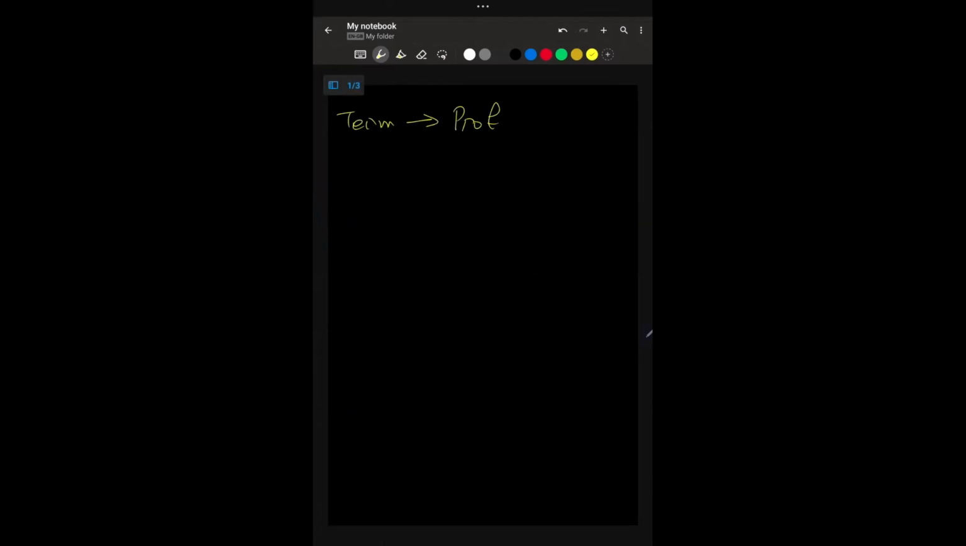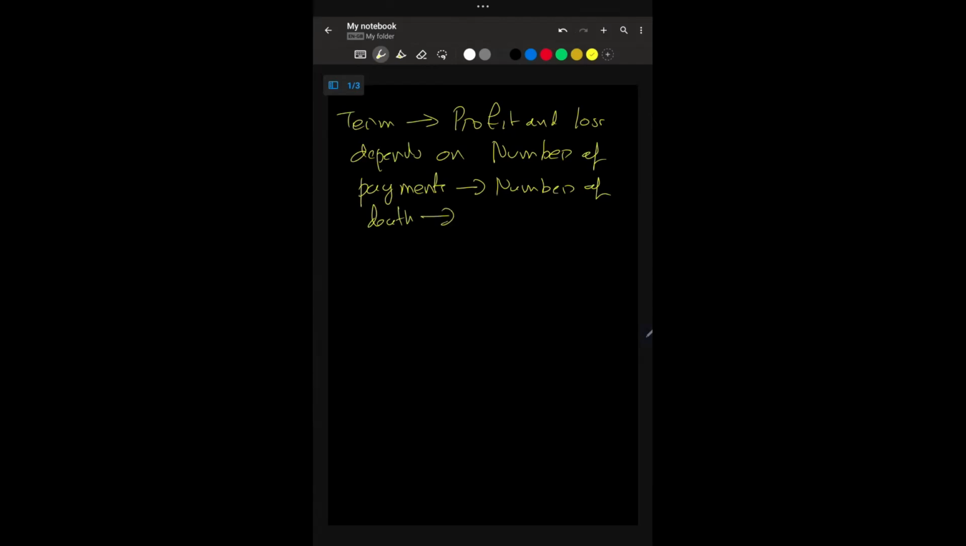Now, term product profit depends on the number of deaths or number of survivors, right? The number is important. If the person does not die within the term, then the payment is zero. But if the person dies within the term, as we mentioned, the payment is equal to the sum assured. So payment depends on the number of deaths, and the number of deaths depends on underwriting, because if you have underwritten well, then fewer people will die within the term, right?